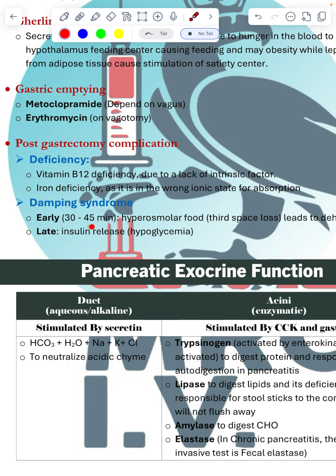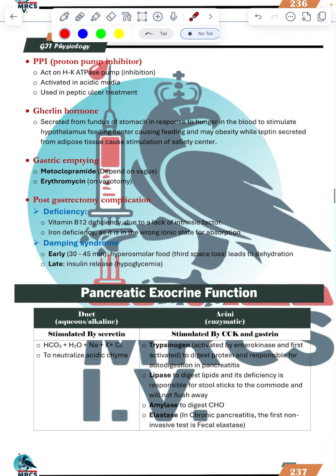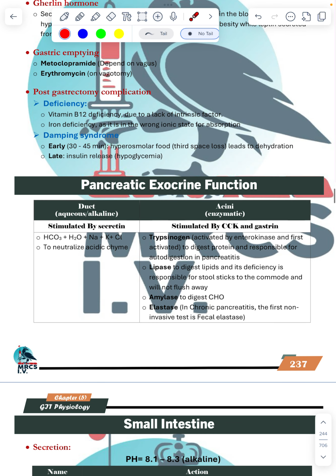Early dumping syndrome occurs at 30 to 35 minutes, due to hyperosmolar food, third space loss causing dehydration, and late release of insulin. This leads to hypoglycemia, and the person gets symptoms of hypoglycemia.